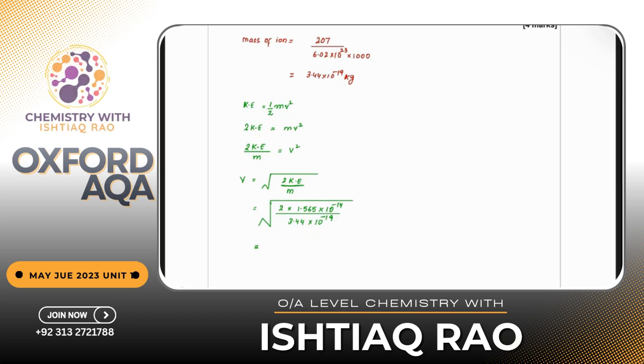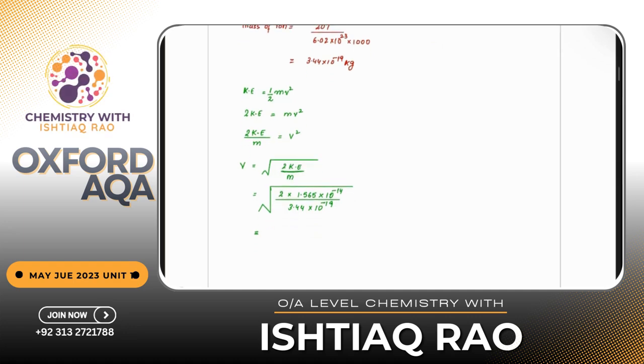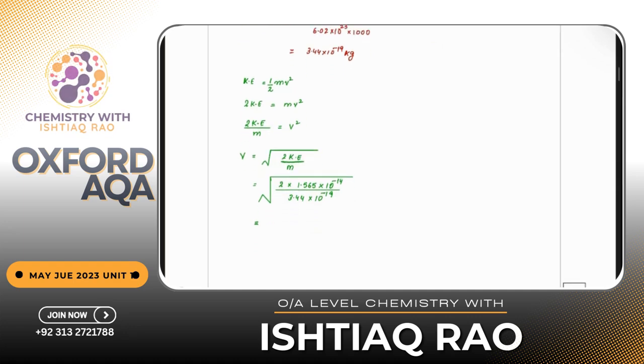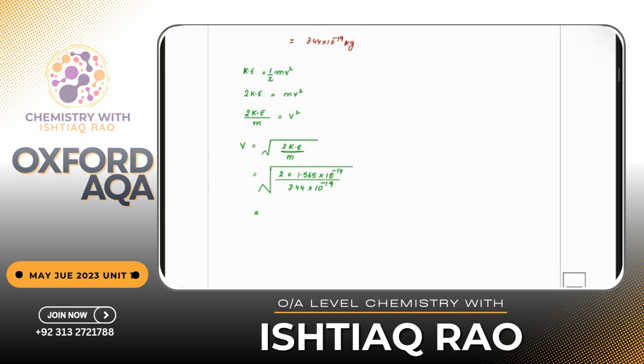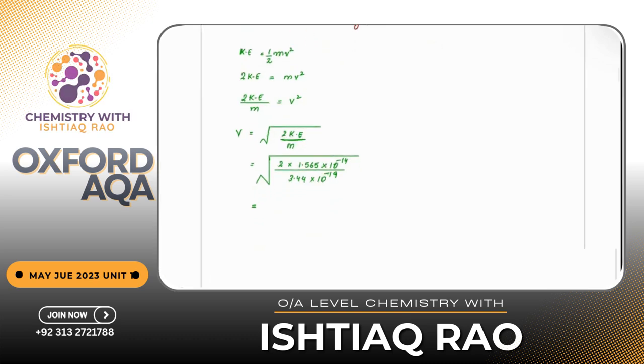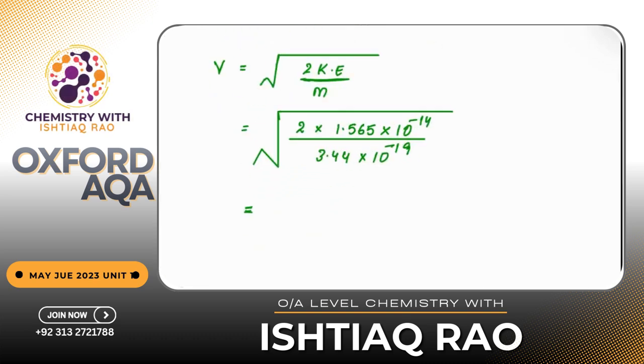Is that 2 times 1.565 times 10 to the power of minus 14? No, no, it's not. What is minus that? 14. I can't read the number. Is it 1.565 times 10 to the power of minus 14? Okay.